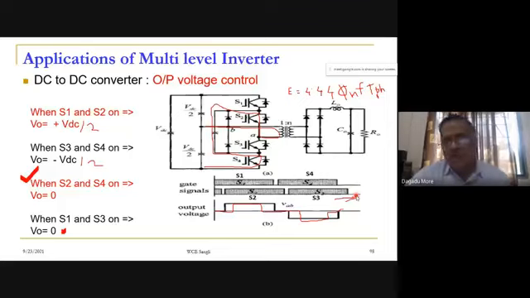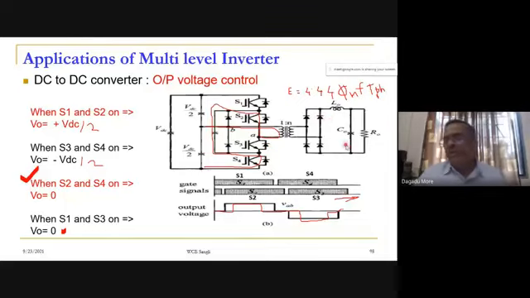And how do we control the output voltage? We control the output voltage not by controlling the switching, but by the phase shift between these two pairs. S1 and S4 we can call one pair, S2 and S3 another complementary pair, and we make a phase shift. If they are exactly in phase, we get a square wave. If they are out of phase, we get 0. So complete output voltage control is possible with this.